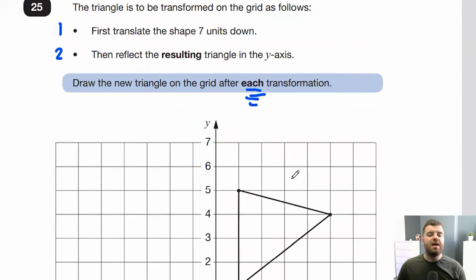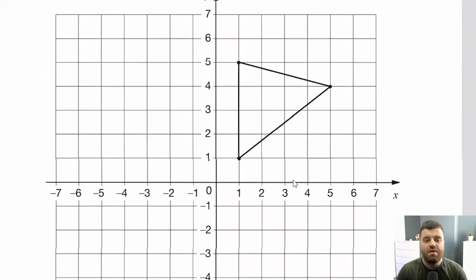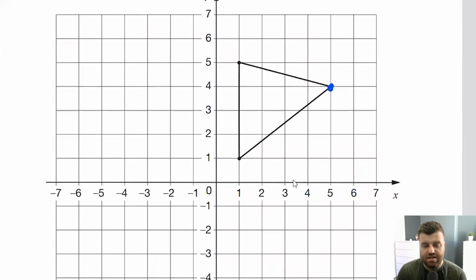So we're going to do this. First one, translate the shape 7 units down. Guys, when you're translating a shape, pick one of the vertices and just do them one at a time. So let's go down 7. 1, 2, 3, 4, 5, 6, 7. And we're going to go up here now. 1, 2, 3, 4, 5, 6, 7. It's going to go here.